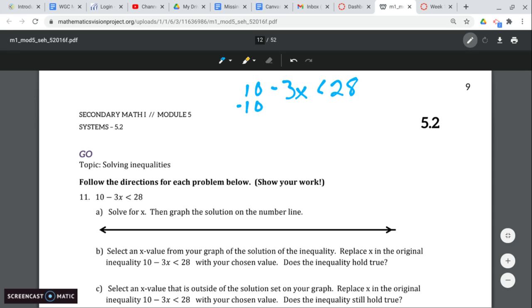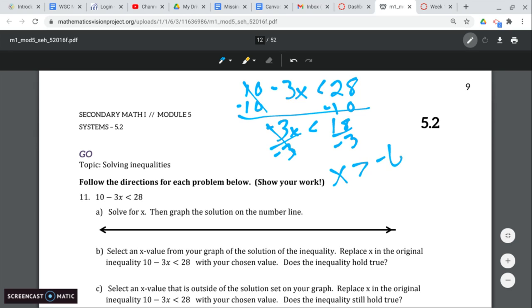First thing we want to do is subtract the 10 because our goal is to get x by itself. But first we have to take care of that addition and subtraction. So we get rid of the 10. Now we have negative 3x is less than 28 minus 10, which is 18. Now we are dividing by negative 3. Hopefully you recall that when we divide by a negative when we're dealing with inequalities, it flips the inequality symbol. So now we have x is greater than 18 divided by negative 3, which is negative 6. So x is greater than negative 6 is our solution.